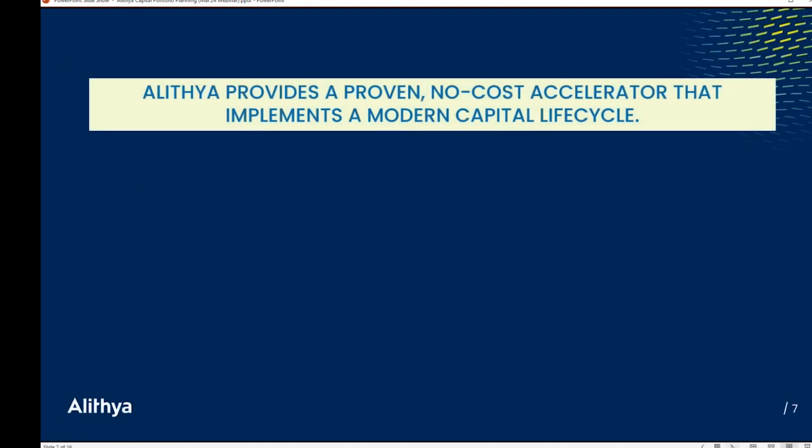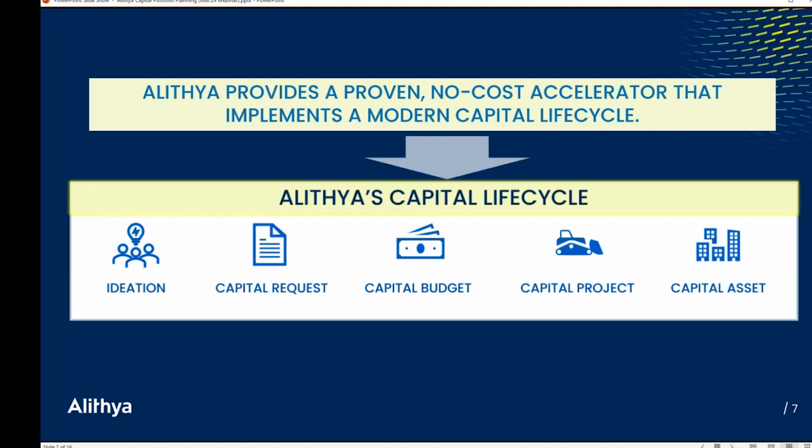Alithia provides a proven no-cost accelerator that implements a modern life cycle. So we do not charge for this. We charge to set it up, but we actually have created a robust process that takes you from the ideation phase, where your different leaders in the organization can build up their own investment roadmap saying, hey, this is the equipment I need to purchase over the next year, the facilities we need to build or renovate, and then looking out 2, 3, 4, 5 years on the different refreshes and investments that they might need to make.